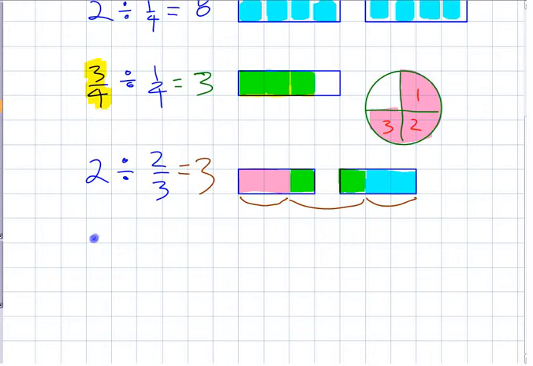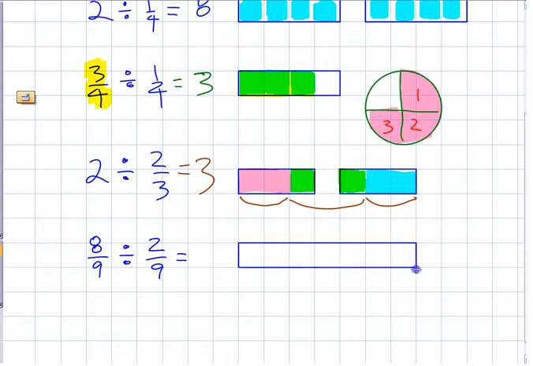You could even have something like 8/9 divided by 2/9. Let's say we were going to do that question. If you wanted to use a diagram to model that, you need to first of all draw the first number, the one that you start with. If I'm going to make a rectangle and I want to be able to show 9ths, how long do I have to make the rectangle? 9, right? I should make it 9.